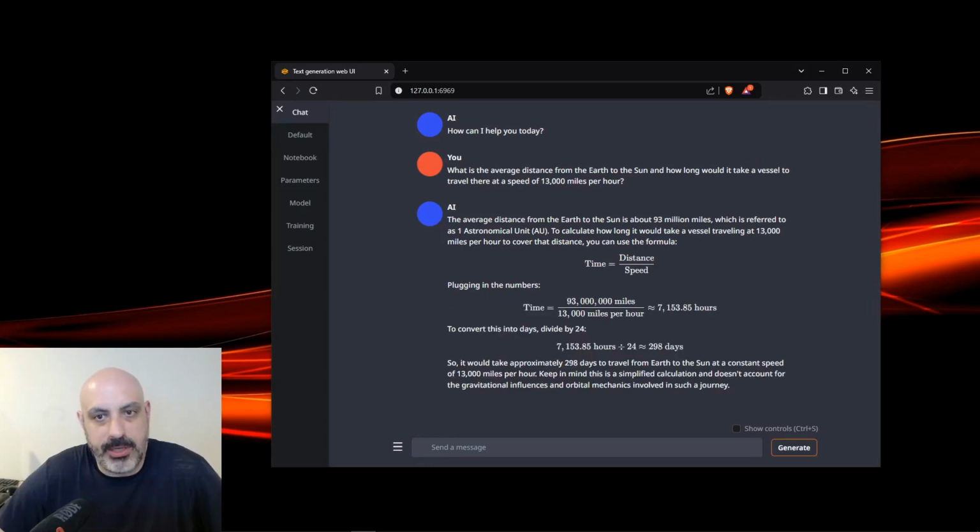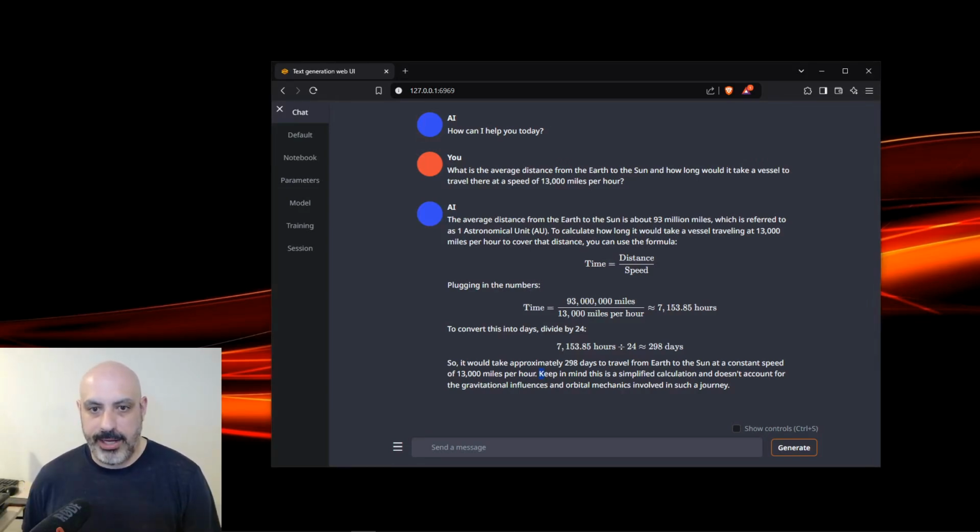The average distance from the Earth to the Sun is about 93 million miles, which is referred to as one astronomical unit. To calculate how long it would take a vessel traveling at 13,000 miles per hour, we've got time equals distance divided by speed. So we're looking at 7,153 hours, or about 298 days, and that's roughly correct.